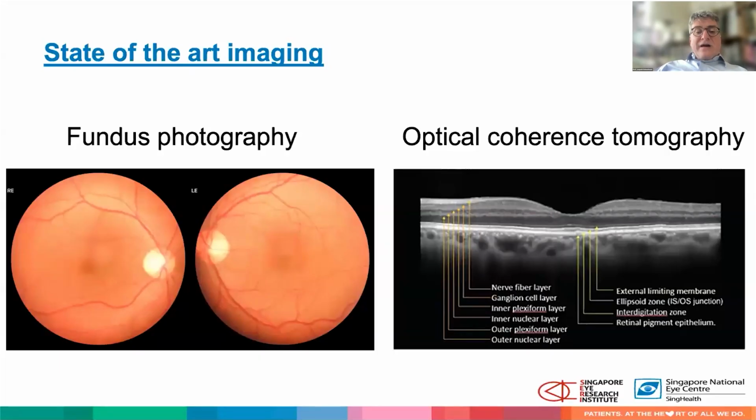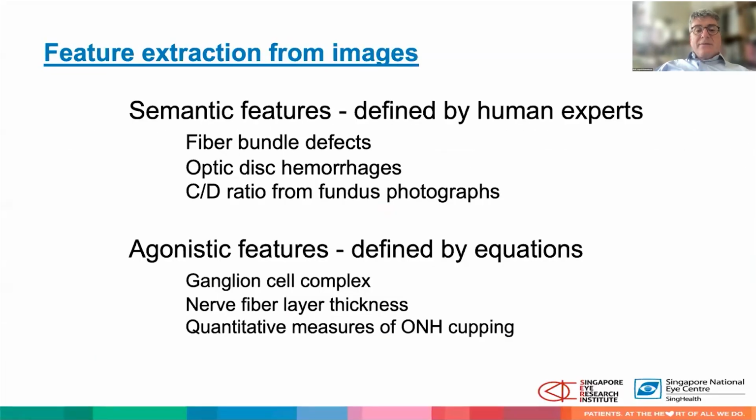Now let's move from functional to structural images. And here we have basically 2 techniques that are state of the art. This is fundus photography and optical coherence tomography. Nowadays, both of these techniques are very mature. You know that fundus photography has moved towards wide field in recent years, and optical coherence tomography saw a lot of improvements, particularly with the introduction of spectral domain techniques.